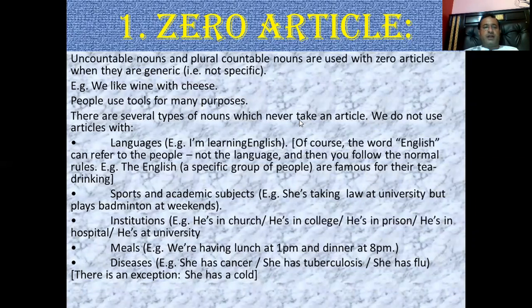We do not use articles with languages, like I am learning English. Of course, the word English can refer to the people, not the language. Then you follow the normal rules: the English are famous for their tea drinking. So when you are talking about English as a language, you need not use any article. But when you are mentioning it as a specific group of people, since it is a specific group, then you need to use the definite article the. Otherwise, with languages, we do not use any article, that is, there is zero article.